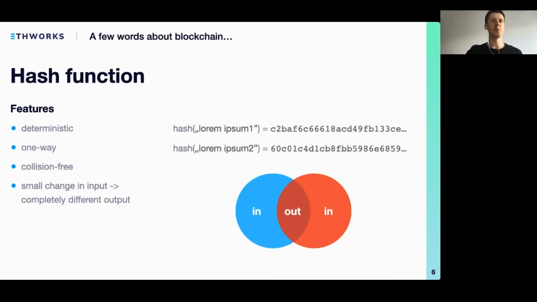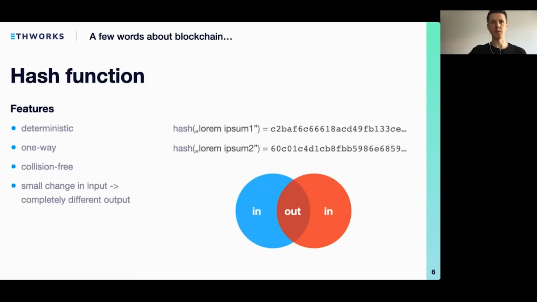Another property of a hash function is that it's collision free. So it's very hard to find two inputs that produce the same output. It is physically possible, but it's so improbable that we assume it's not possible. Also, another feature is that even the slightest change of input produces a completely different output. So you cannot, based on the similarity of outputs, say that the inputs were similar as well. It's not the case with a hash function.